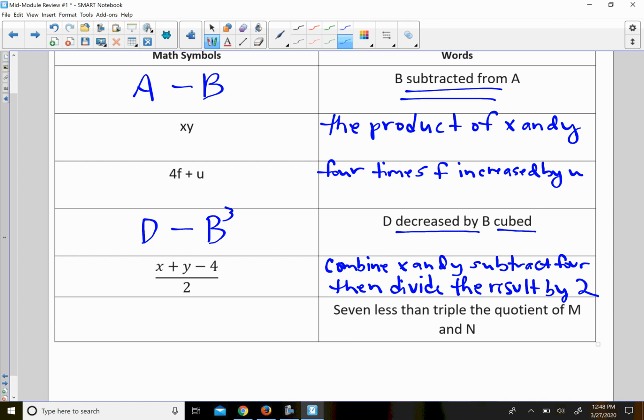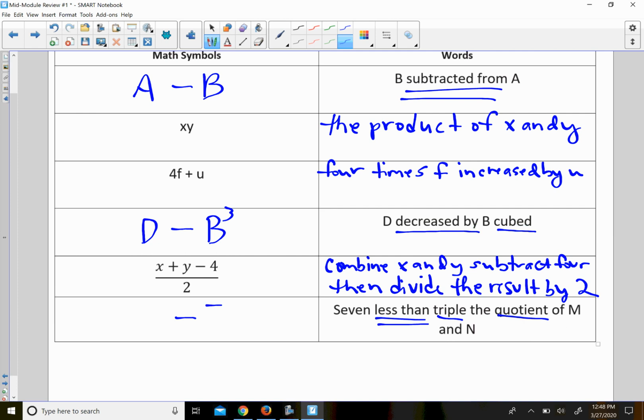All right, very last one. 7 less than triple the quotient of m and n. Wow, a lot going on. Less than means to subtract, and the question is, is it a switcheroo? So from, subtracted from, less than, and fewer than are all those switcheroos. So I think from we talked about as the most popular switcheroo. I think less than is probably the number 2 in the list.